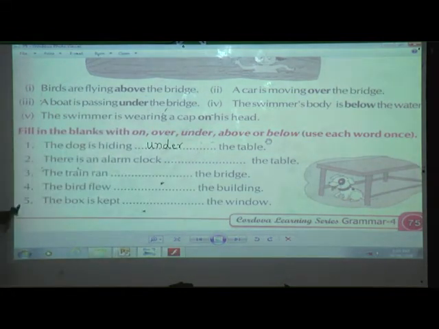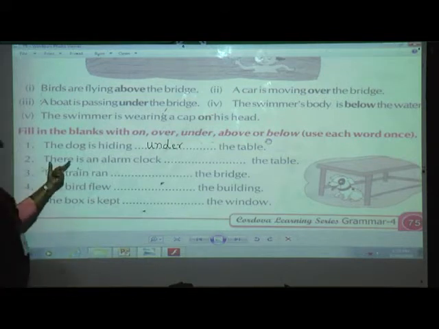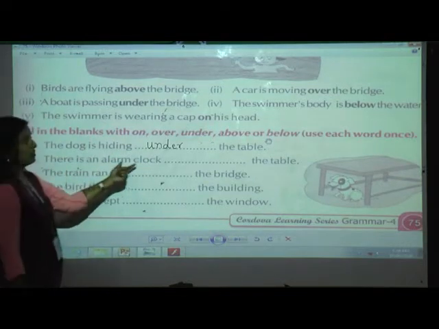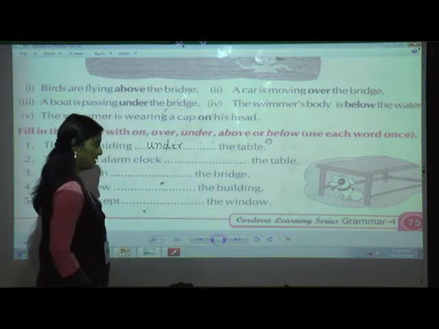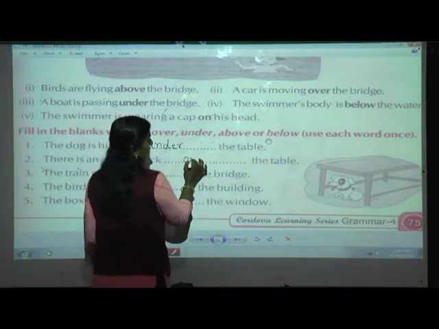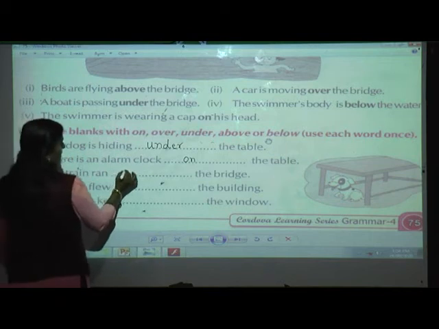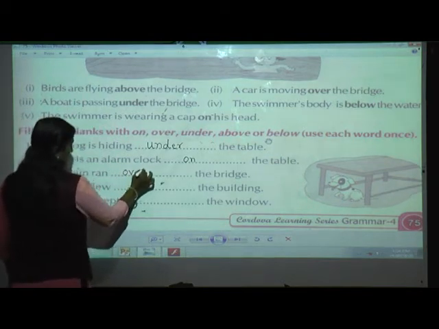Now all four pictures have not been given, only one picture is there. You have to just imagine when I read the sentence. There is an alarm clock dash the table. Yes, it is on the table. Next. Now the train. The train ran. Where will the train run? Will it be above, below? No, it will be over. The train ran over the bridge.